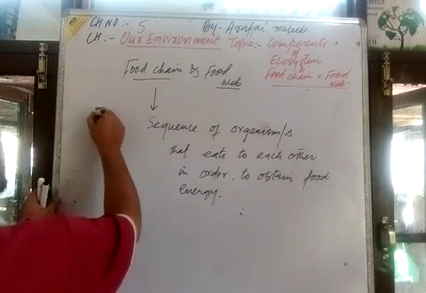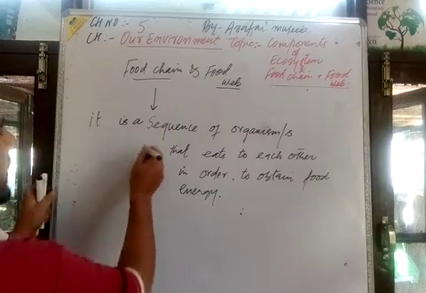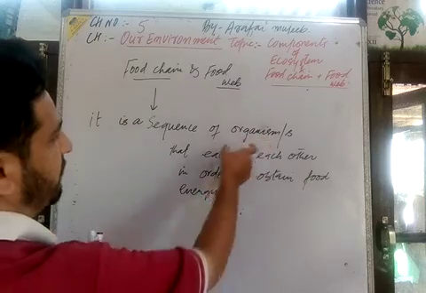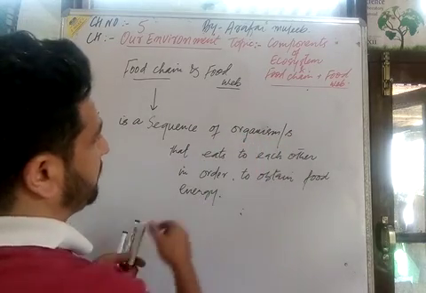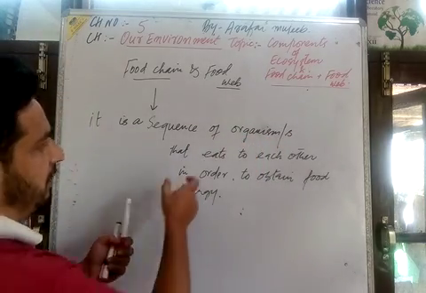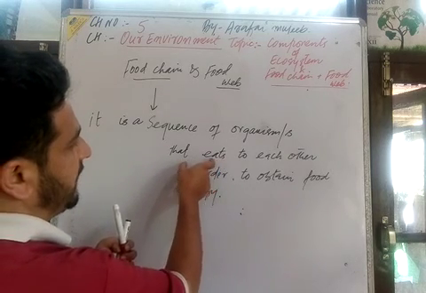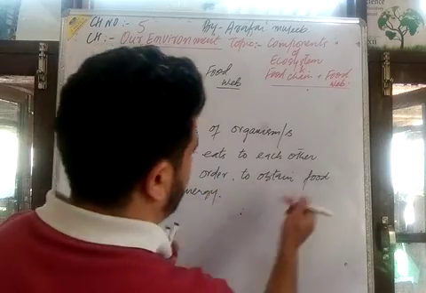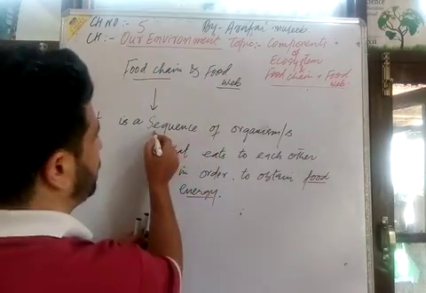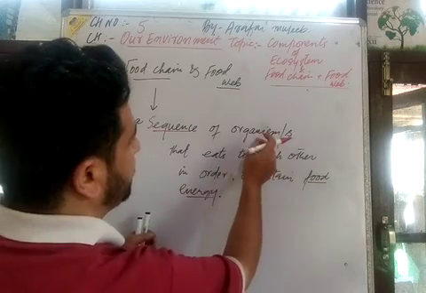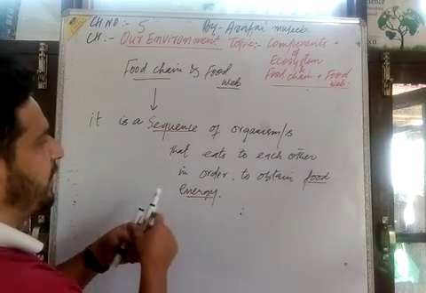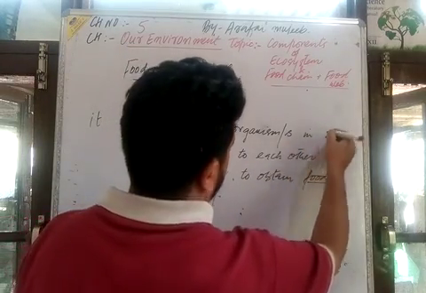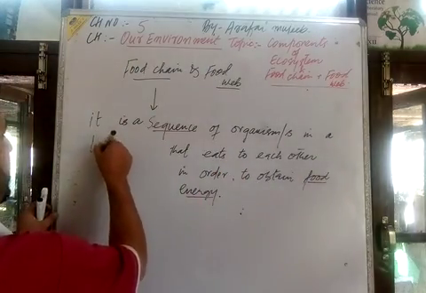What is the food chain? It is a sequence of organisms that eat each other in order to obtain food energy. And they have a sequence, which we call a sequence of organisms in a trophic level.